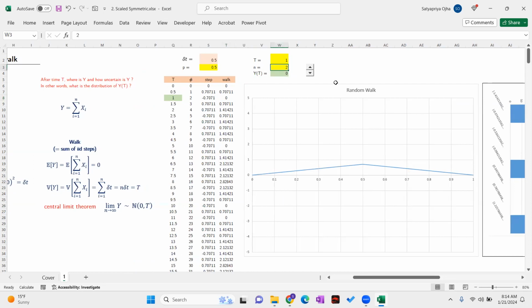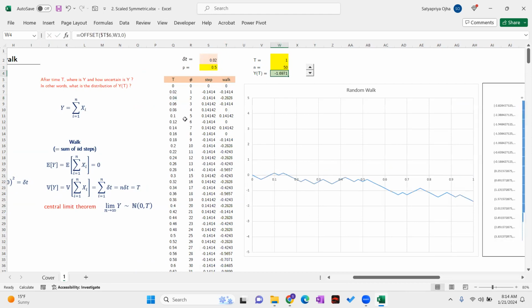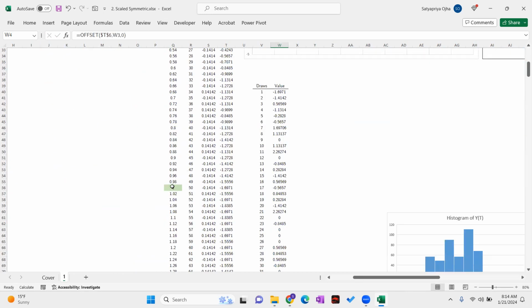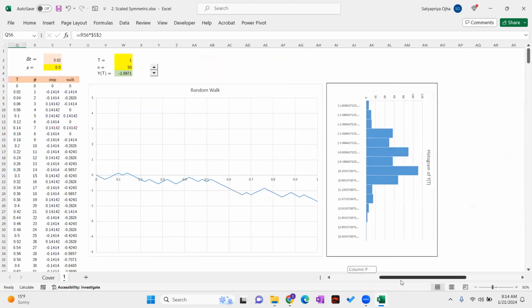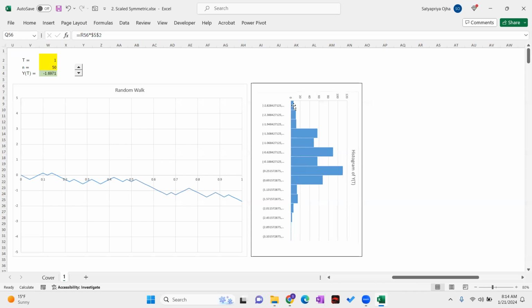On top of this, actually, let me increase this to maybe 50. My T is here, right? 50 steps, that is between 0 to 1. And what you see is this path. And the final distribution obviously now looks like a normal, because if you increase the number of steps, central limit theorem tells you it will start to look normal.